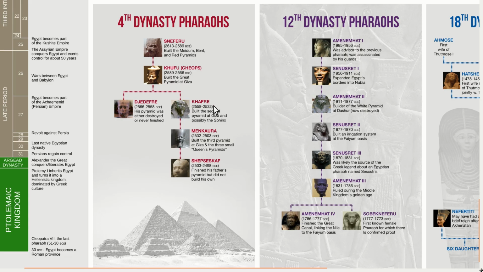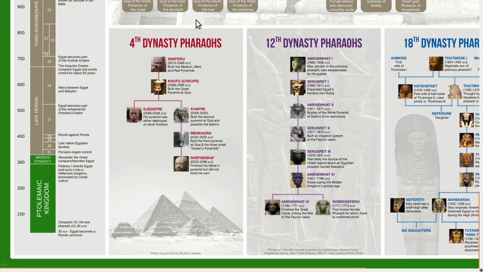Okay, so Khafre had a son, Menkaure, who became pharaoh after him. And Menkaure built the third and final of these three large pyramids at Giza. And as well, he built these three little guys here called the Queen's Pyramids. And then his son became pharaoh after him. He finished his father's pyramid but did not build his own. So this fourth dynasty family are the ones who built most of the famous pyramids in Egypt.